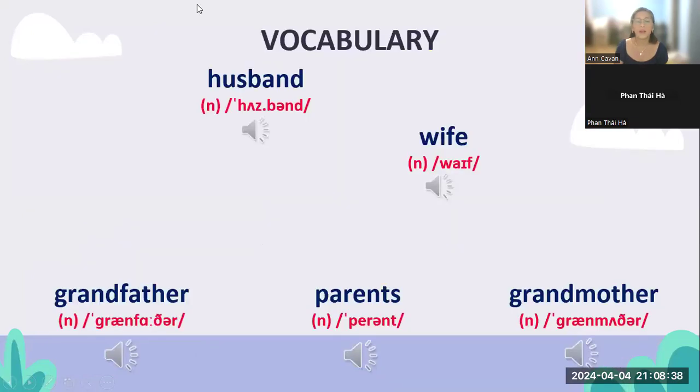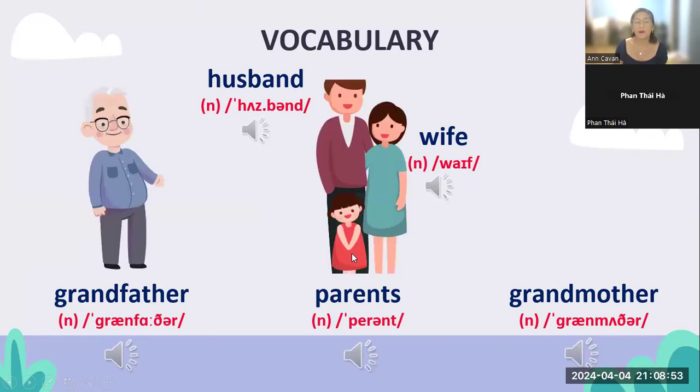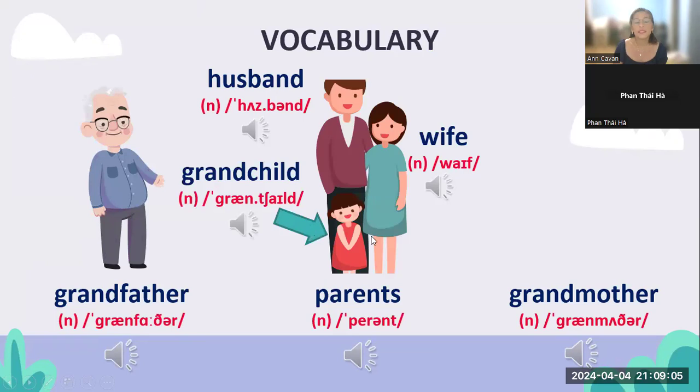We have some vocabulary, Caroline. Husband, wife, grandfather, parents, and grandmother. They are members of the family. Husband, grandfather, wife, parents, grandmother. This is the grandchild.